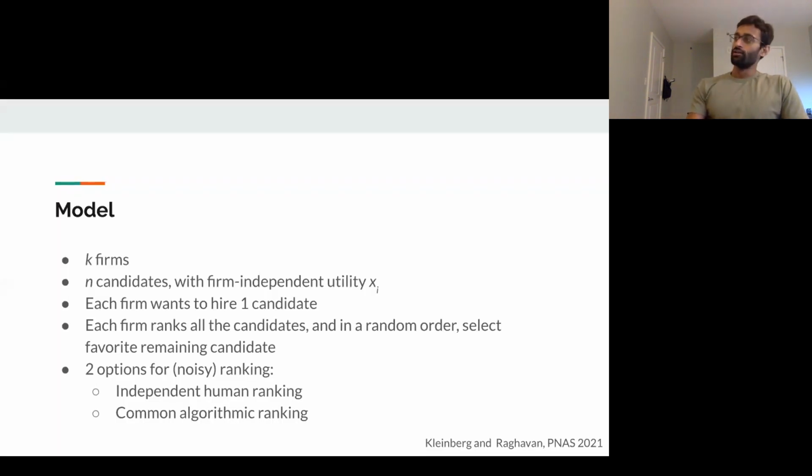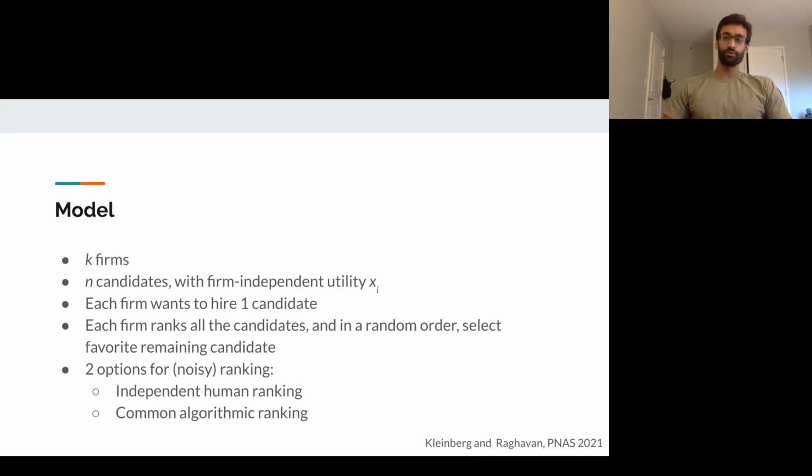Okay, so to set this up for you, we're going to introduce a model, and we're going to analyze this model in a game theoretic setting. So the general form of this model will be something like the following. There are k different firms, and there are n candidates. Each of those candidates has some utility x_i associated with them. Now, each of those firms wants to hire one candidate, right? So k out of those n candidates are going to get hired.